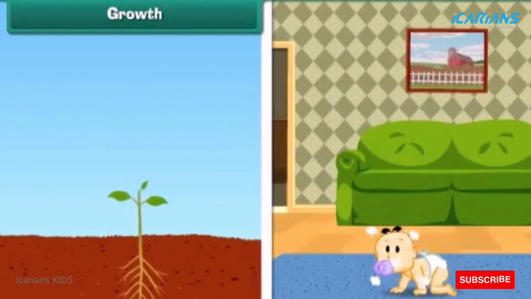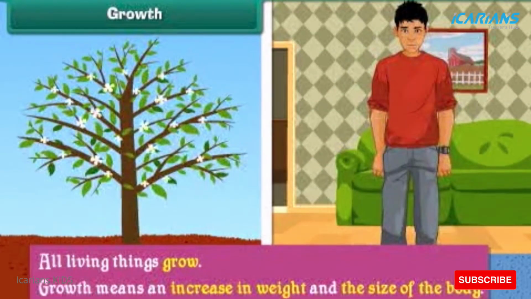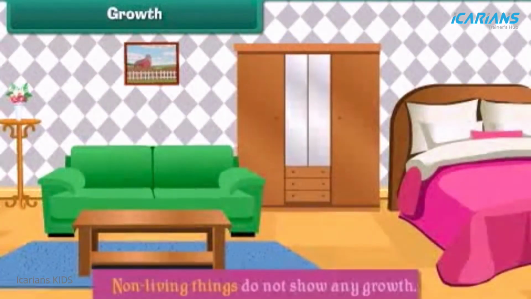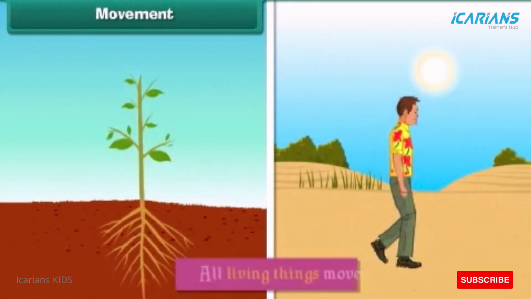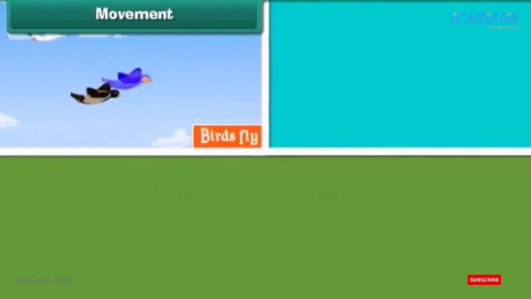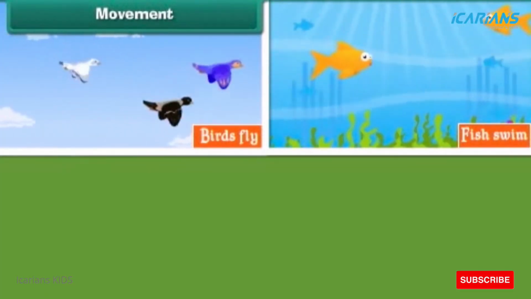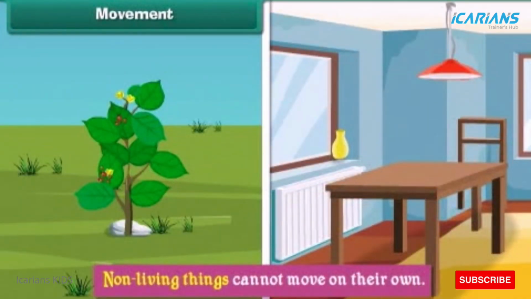Growth. All living things grow. Growth means an increase in weight and the size of the body. Non-living things do not show any growth. Movement. All living things move. For example, birds fly, fish swim. All land animals run. However, non-living things cannot move on their own.